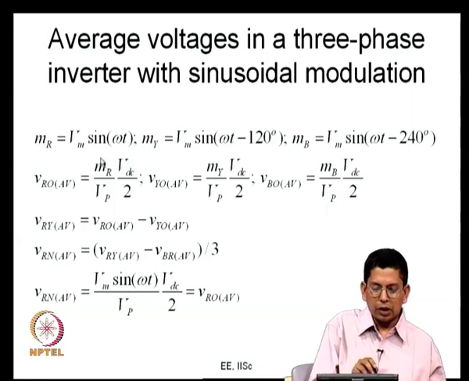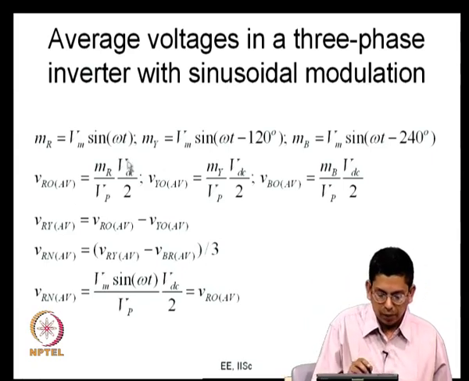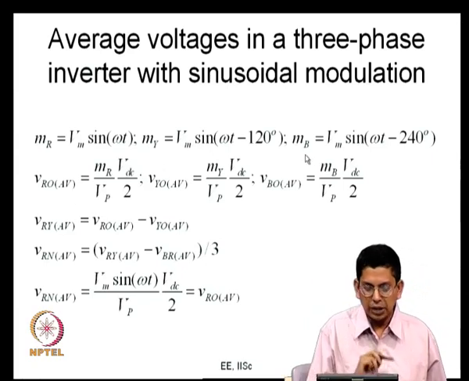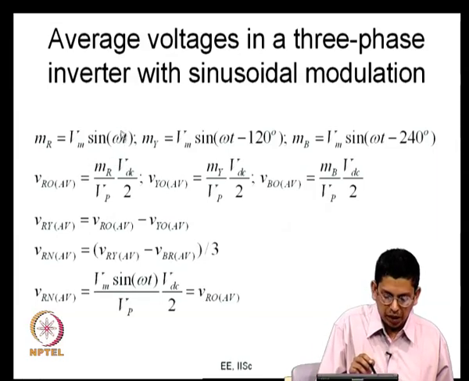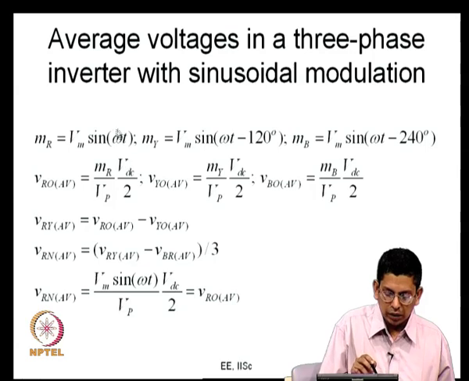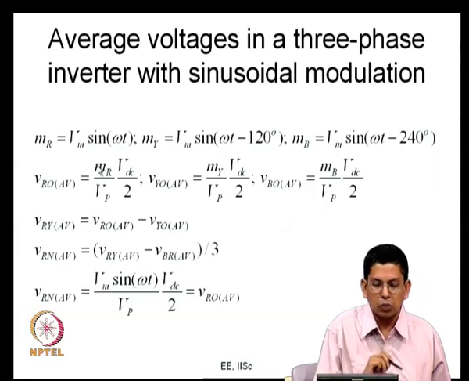I am just describing all this mathematically. Let us have 3 phase signals. I would call them MR, MY, MB. And what is MR? It is Vm sin omega t, and this omega is the modulation frequency, which is 2 pi f. If f is 50 hertz, it is 2 pi into 50 radians per second, that is what omega is.